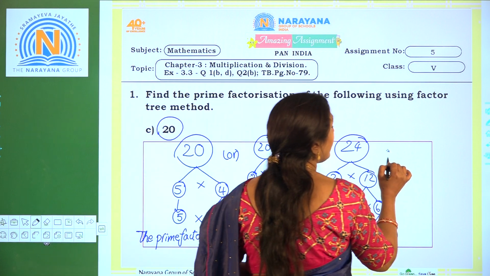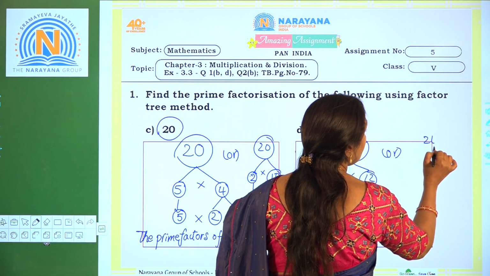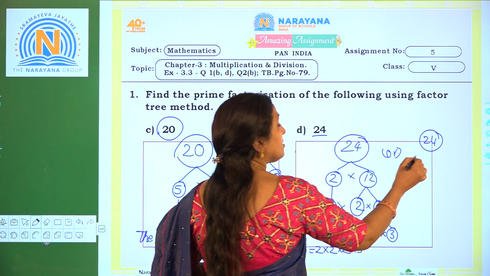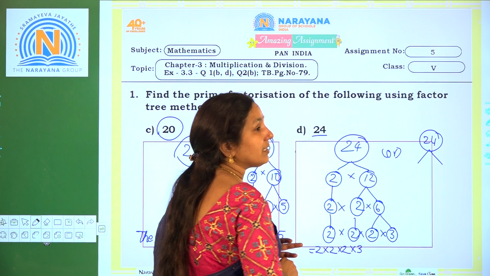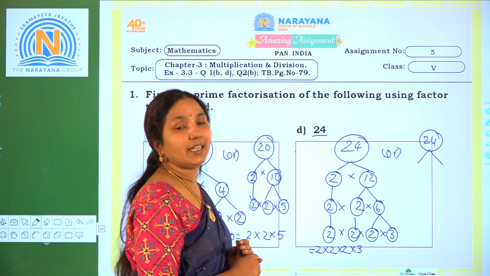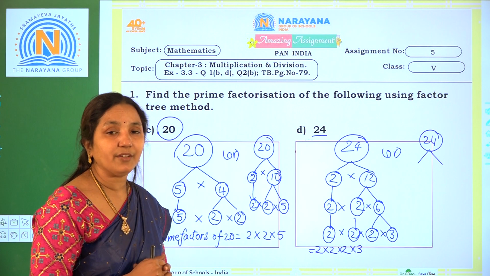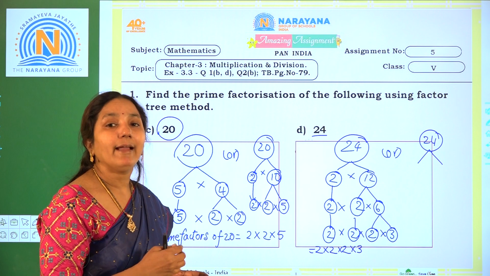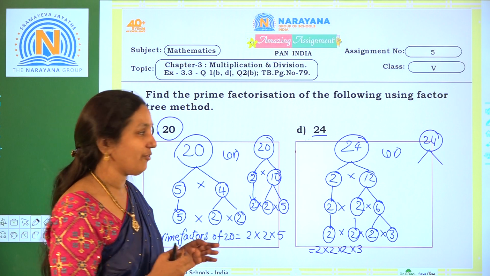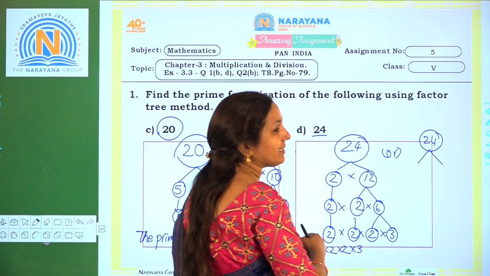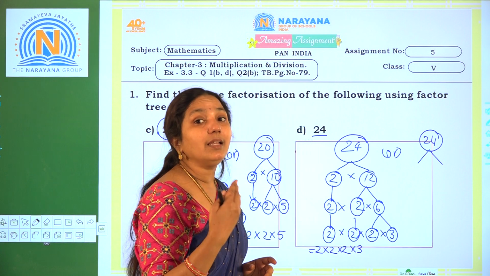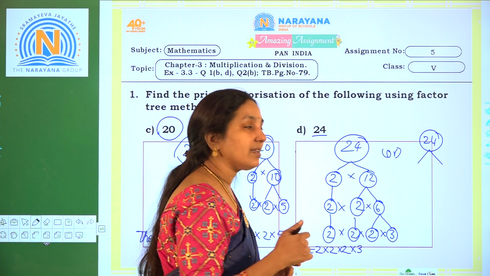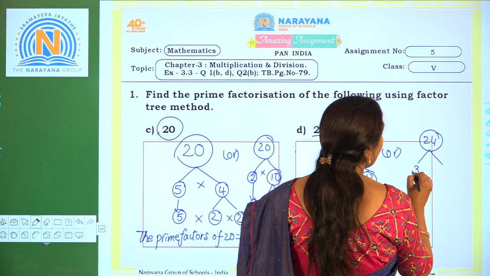One more way also we have for this 24. See, here we took 2 12s are 24. What are the factors of 24? 1, 2, 3, 4, 6, 8, 12 and 24. So 2 12s we can write. Now 3 8s we can write, or 4 6s also we can write. So I am taking one more way.